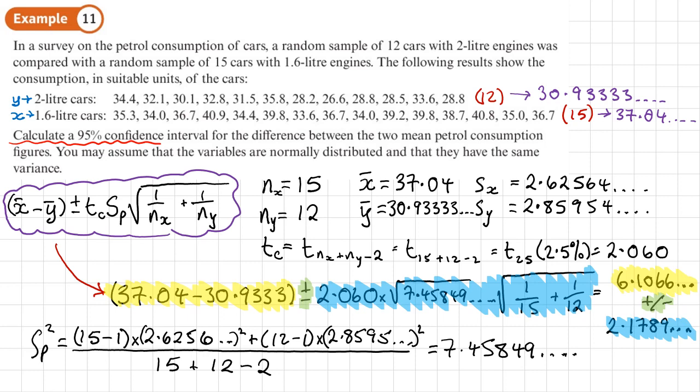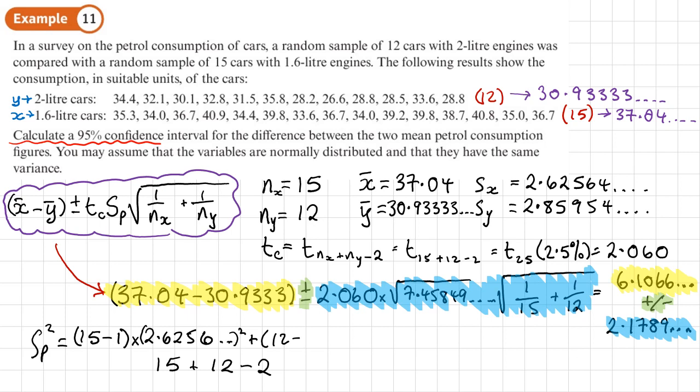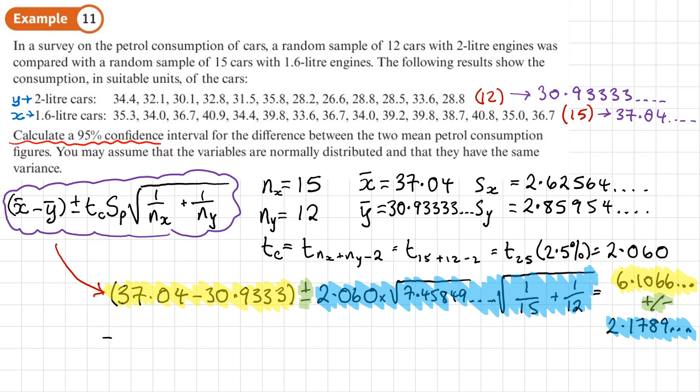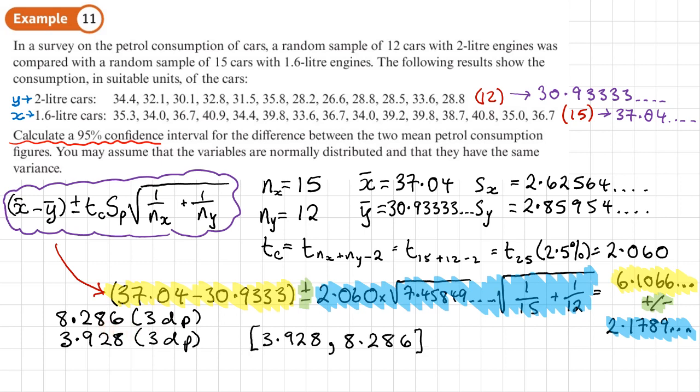So we'll clear some space so that we can write down what those two values are, and then from that we can write down what the actual confidence interval is. So these are the values to 3 decimal places. You could also give 3 significant figures as well. So my final confidence limit is here.